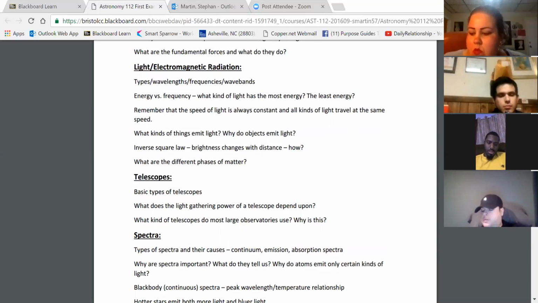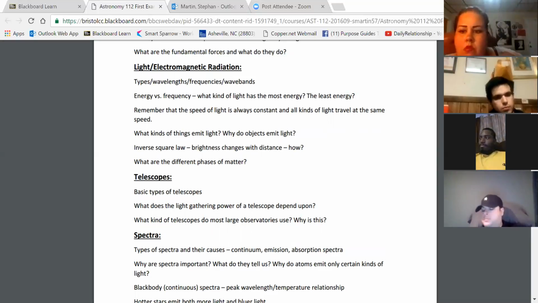Objects emit light, this next line here, because they're at a certain temperature. So everything that has a temperature emits light. And the kind of light that gets emitted depends on temperature. So as something gets hotter, the light that it emits gets bluer and brighter. So as you heat up a piece of metal, it'll start to glow red, then orange, then yellow, and eventually if you could heat it up enough, it would glow blue hot.